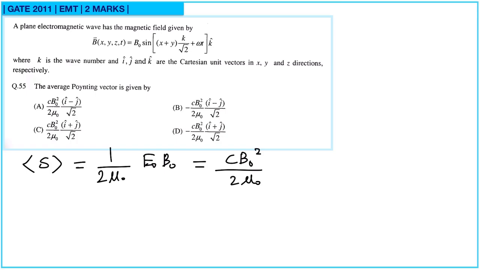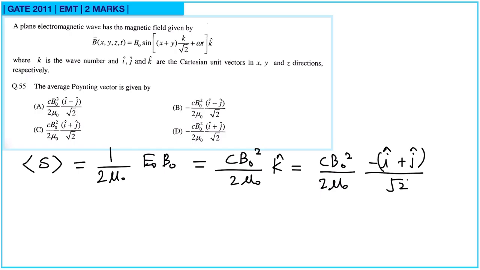Now S bar will be in the direction of k cap. So this will be C B naught square upon 2 mu naught, and the direction of k cap will be minus of (i cap plus j cap) upon root 2. This we have already calculated from this equation. So here option D is correct.